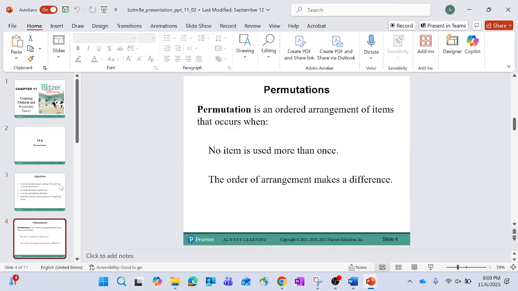So a permutation is an ordered arrangement of items that occurs when no item is used more than once. The order of the arrangement makes a difference.